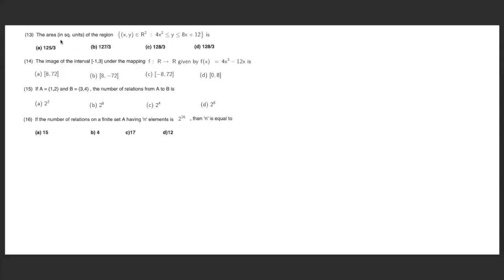Now let us look at another problem wherein the region is this. You have to find the area of that region. Let us find the solution for this.